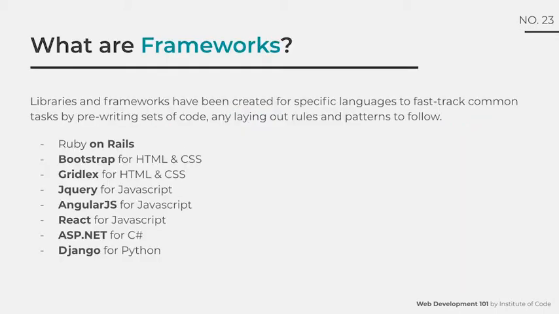Now, there's frameworks for lots of different programming languages. You may have heard of some of these. We've got Ruby on Rails. So Ruby is the programming language. Rails is a framework for Ruby that takes common programming tasks, common sets of code, and pre-writes them for you. We've got Bootstrap for HTML and CSS. We've got Gridlex, which is one that we're actually going to teach you that lets you quickly and easily create grid layouts.